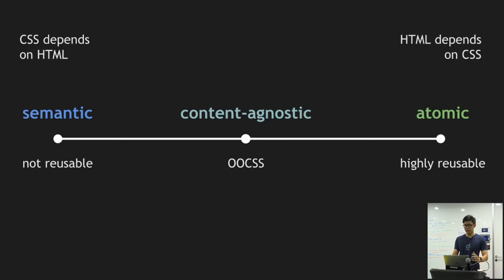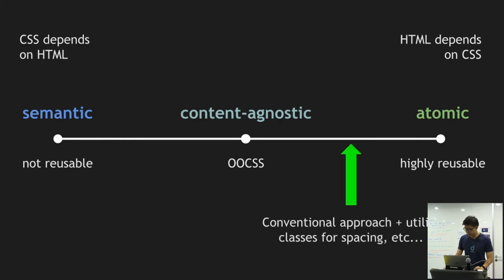One way to look at this is as a scale, right? On the left, semantic, you have CSS that depends on HTML. That means your HTML defines what class names you use based on content, so profile, post, article, and what have you. And the other end of the spectrum is where HTML depends on CSS. So how that goes is you create your CSS classes, and the developer looks at these classes, uses these classes to build up the mockups that the designer hands over to them.